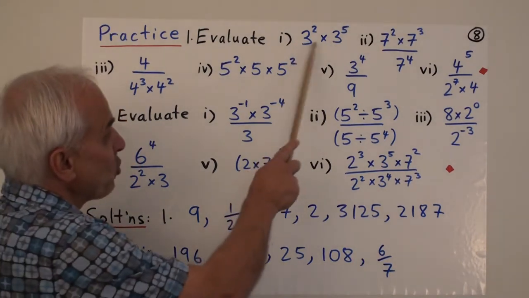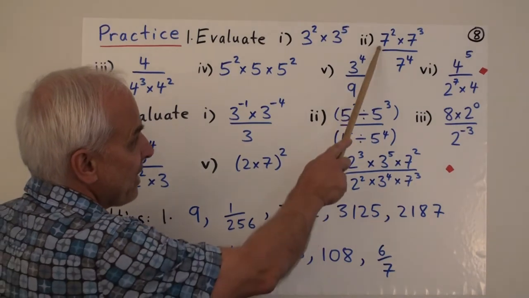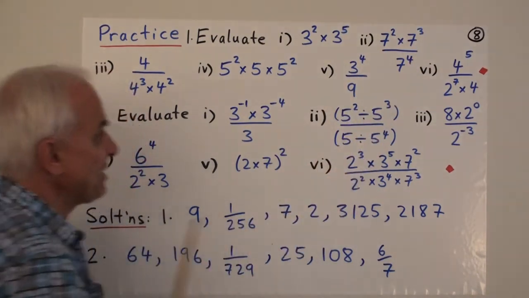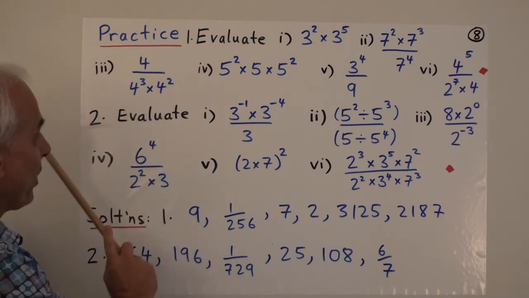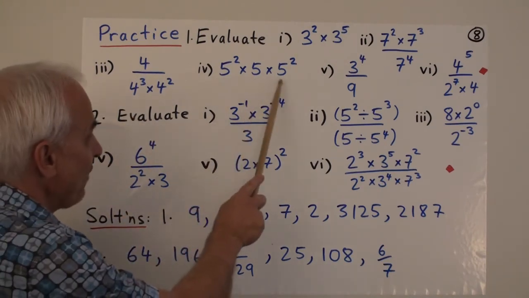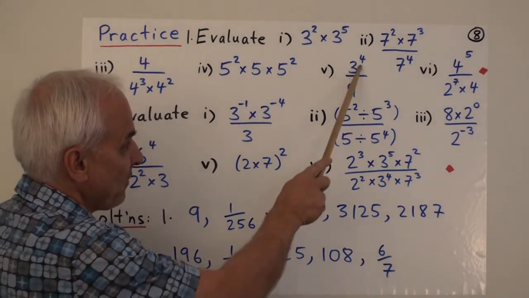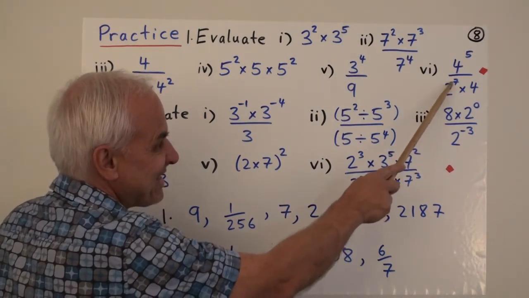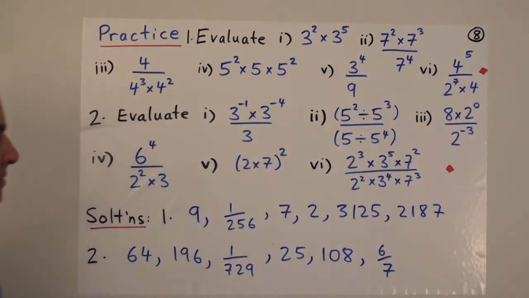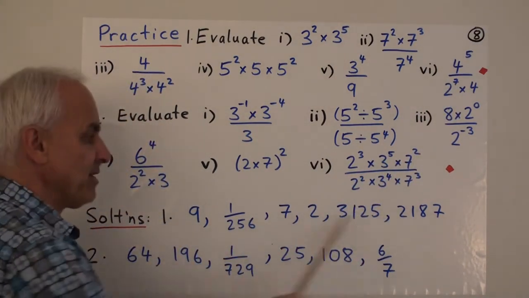Alright, so 3 squared times 3 to the 5th, 7 squared times 7 cubed divided by 7 to the 4th, 4 divided by 4 cubed times 4 squared, 5 squared times 5 squared, 3 to the 4th divided by 9, and 4 to the 5th divided by 2 to the 7th times 4. And there's the solutions in some order.